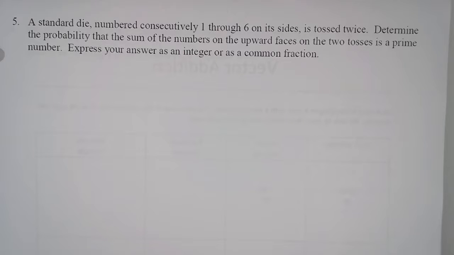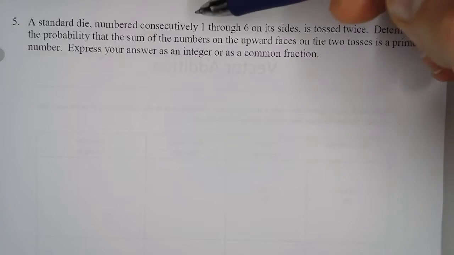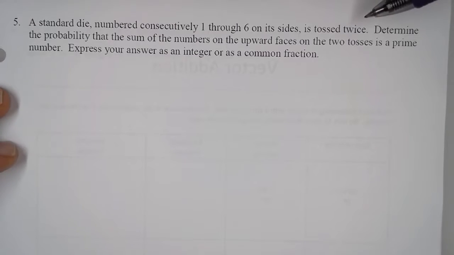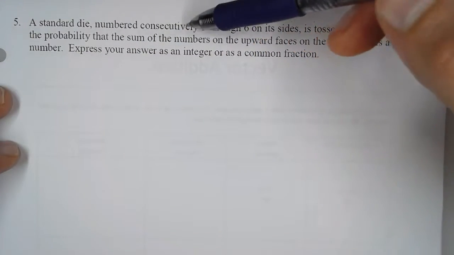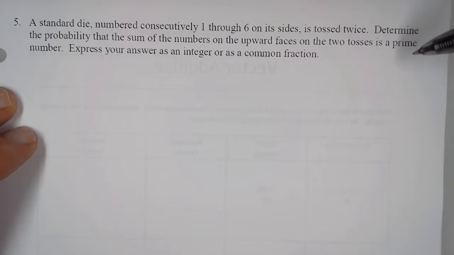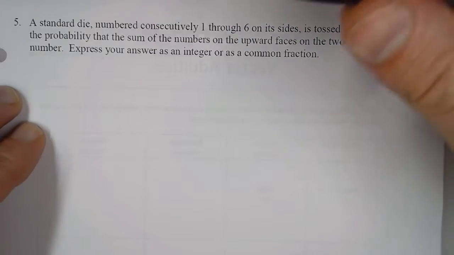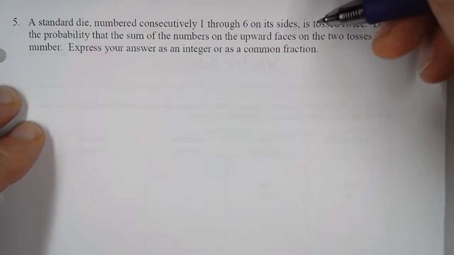In this problem, it gives us that a standard die, numbered from 1 through 6 on its sides, is tossed twice. Determine the probability that the sum of the numbers on the upward faces on the two tosses is a prime number. So express your answer as an integer or as a common fraction.